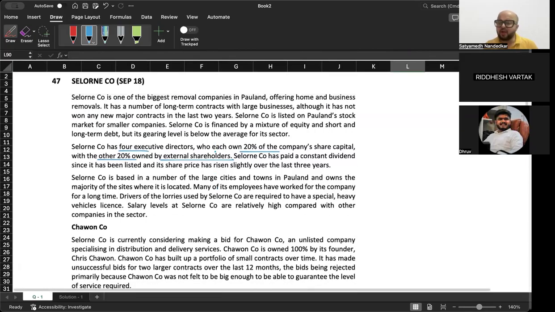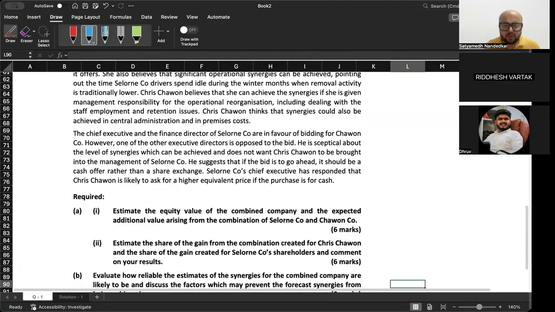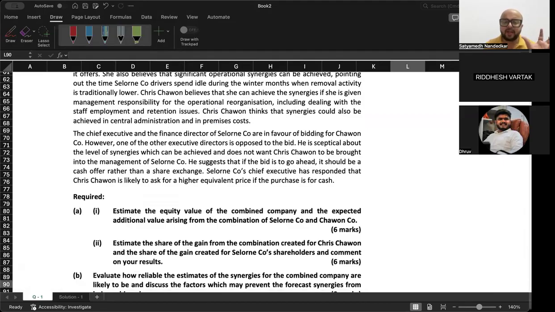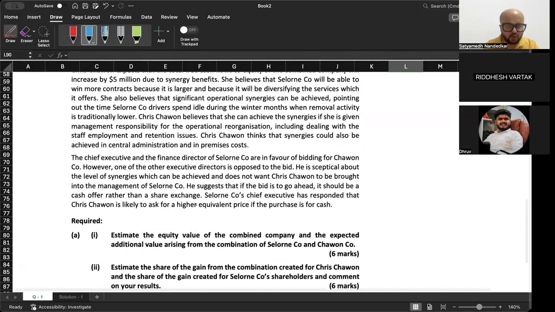So far I have not found any valuation or related information. What did they want us to do? They wanted us to estimate the equity value of the combined company, right? But on the basis of data that I have seen so far, no such numerical data has come to my notice. Okay. Let's see what information we get later.